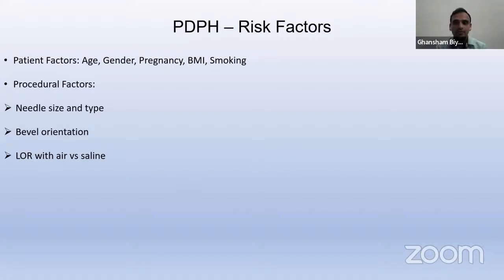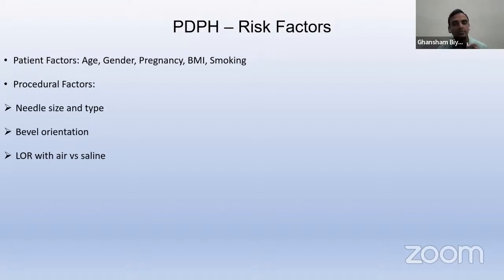Coming to the loss of resistance using the epidural needles, again, when you are doing the spinal, it's not relevant. When you are doing the epidural, the question arises, should I use air to get the loss of resistance, or should I use saline? It is not going to affect your outcome with PDPH, whether you use loss of resistance to air technique or saline technique. The incidence of PDPH doesn't differ.